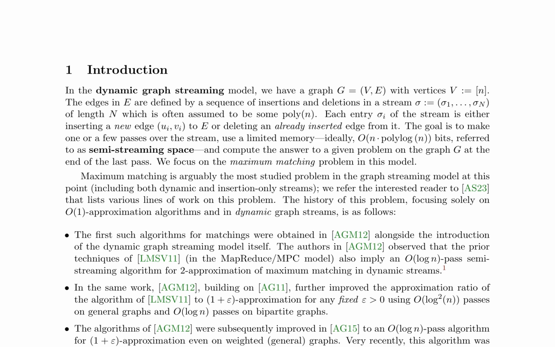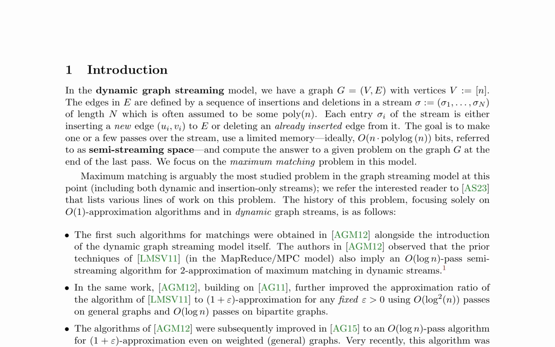The dynamic graph streaming model involves processing a graph with vertices V and edges E, defined by a sequence of insertions and deletions in a stream sigma of length n, where each entry sigma_i is either inserting or deleting an edge. The goal is to make one or a few passes over the stream, using limited memory, and compute the answer to a given problem on the graph G at the end of the last pass. This paper focuses on the maximum matching problem in this model.